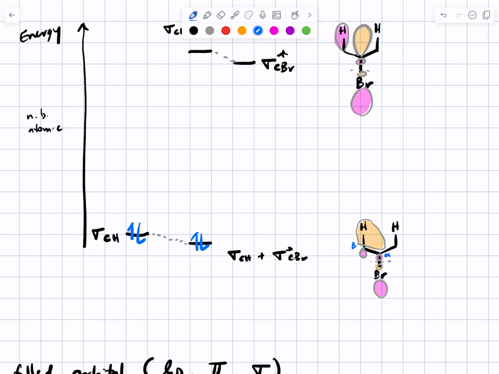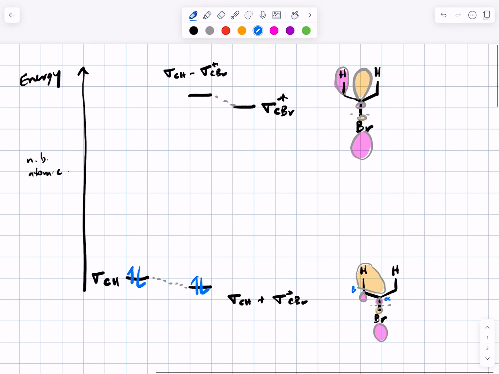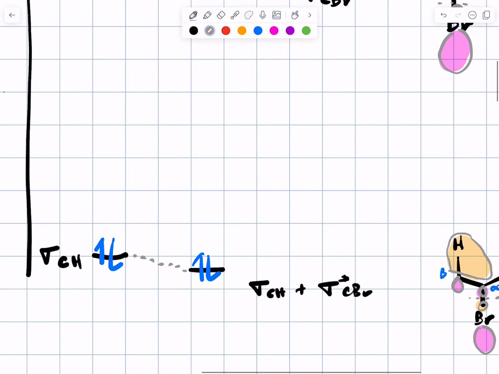Yes? So what was the sigma star antibonding orbital becomes, because it looks like in the chart it becomes a little bit lower in energy. What was the sigma star antibonding orbital actually goes up in energy a little bit. And then what was the sigma bonding orbital goes down in energy. All right, others?